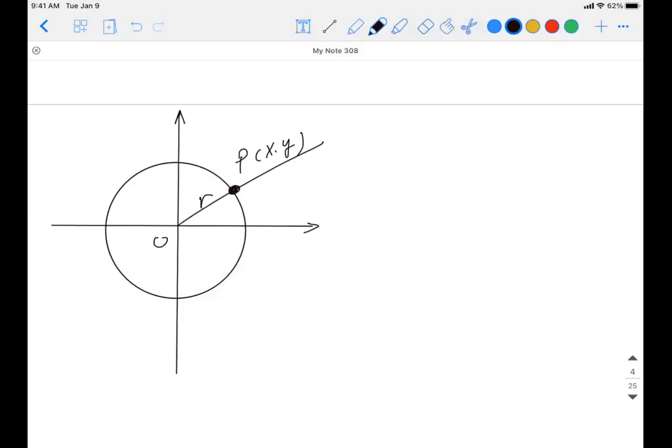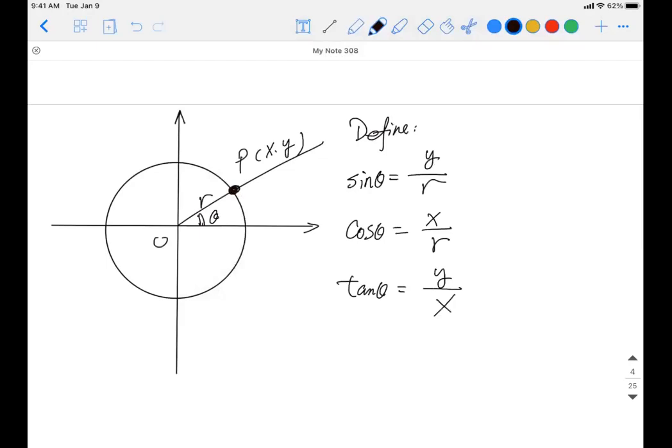Again, there's no reasoning, we just define. This is theta. We just define such a theta. Sine theta equals what? y over r, the y coordinate over r, the radius. Again, you can turn 3,000 circles, it doesn't matter, but as long as you stop, you will have a coordinate, right? Sine theta is defined as y over r. Cosine theta is defined as x over r. Tangent theta is defined as y over x.